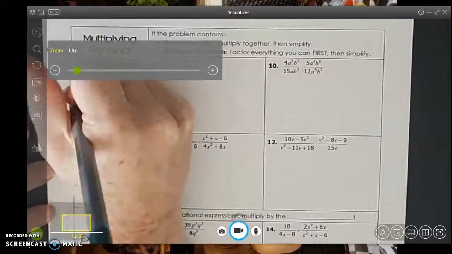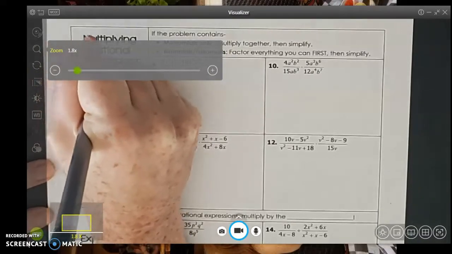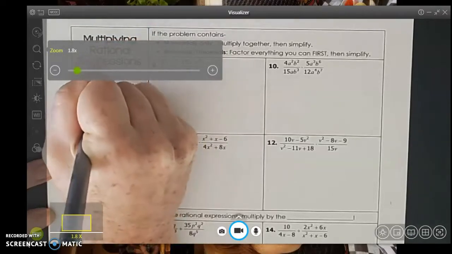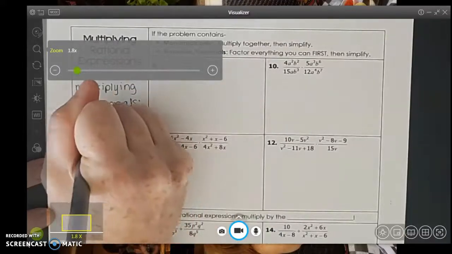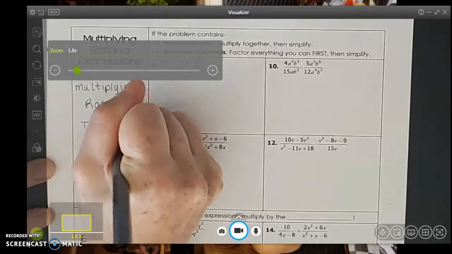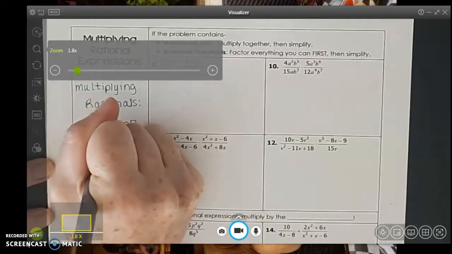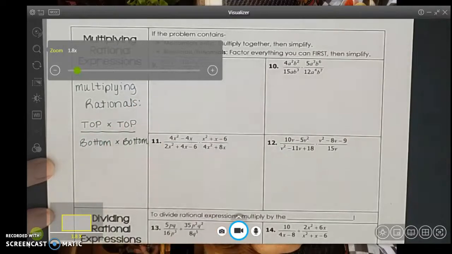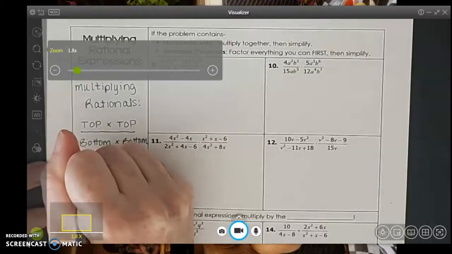So I'm going to write the one for multiplying up here. With multiplying rationals, you're going to do top times the top and bottom times the bottom. Okay, top times the top, bottom times the bottom. And we want to make sure that we reduce first.